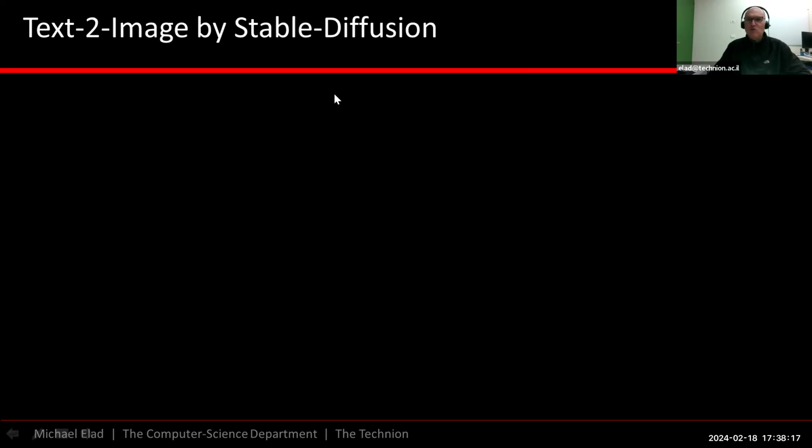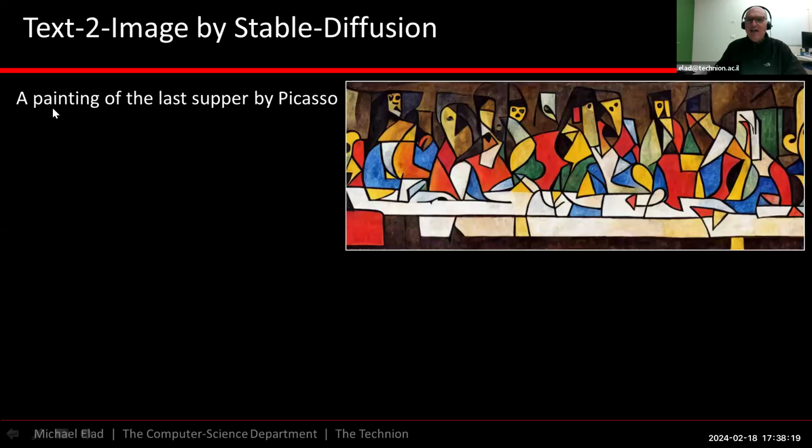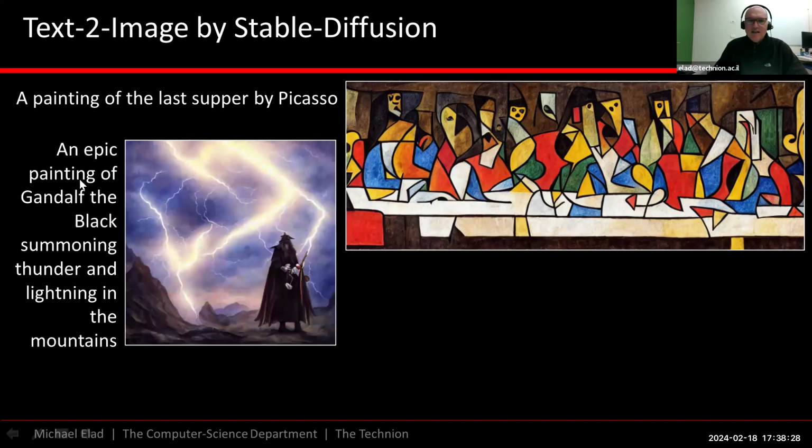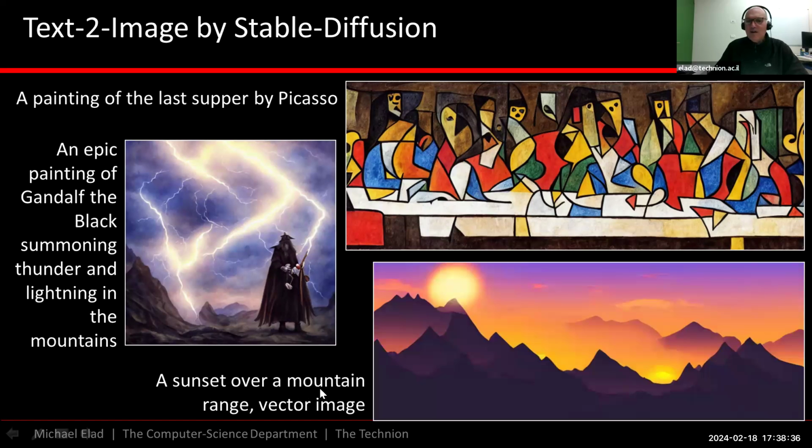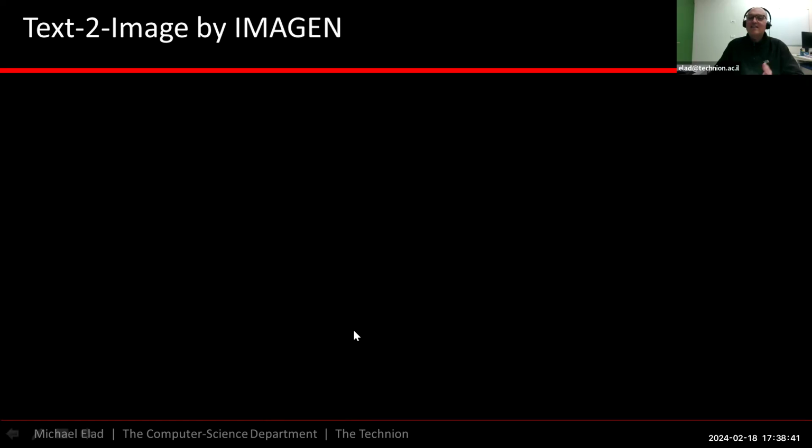So this was DALL-E 2. Let's move to Stable Diffusion. A painting of the Last Supper by Picasso. Look at this. My God. I mean, this belongs in a museum. An epic painting of Gandalf, the Black, summoning thunder and lightning in the mountains. A sunset over a mountain range vector image. So you actually can talk about the style of the image.